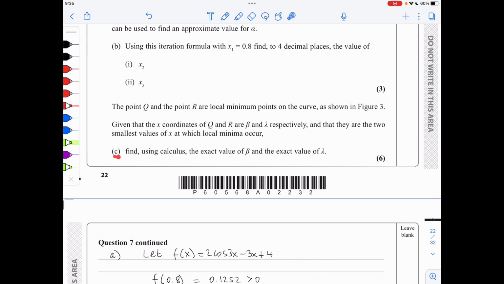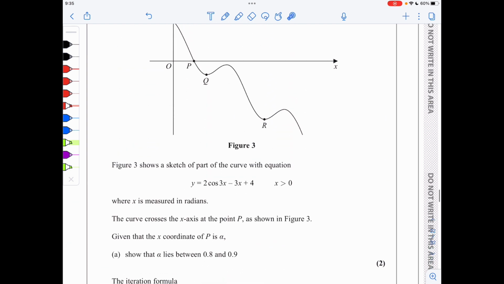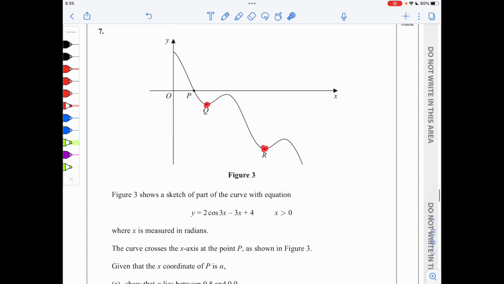And finally, C, we need to use calculus to find the x-coordinates of Q and R. So Q and R are minimum points. We need to be careful here. We will find the derivative. We will set it equal to 0 because we are looking at turning points. However, we need to be careful that this is also a turning point. This is a turning point. That's a turning point. So when we come to solve the y, the x is 0, we want the first and the third positive solutions, because the second positive solution will correspond to the local maximum here.